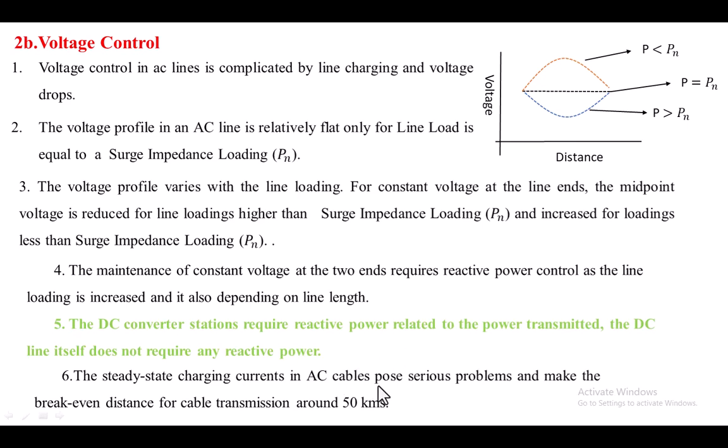In case of an AC transmission system, if you want to transmit power through an AC cable, it creates a serious problem. So the break-even distance is around 50 kilometers in case of an AC transmission system where we are using cables.